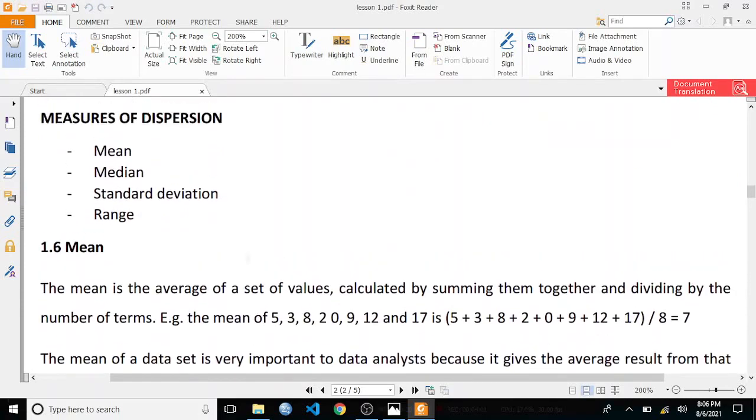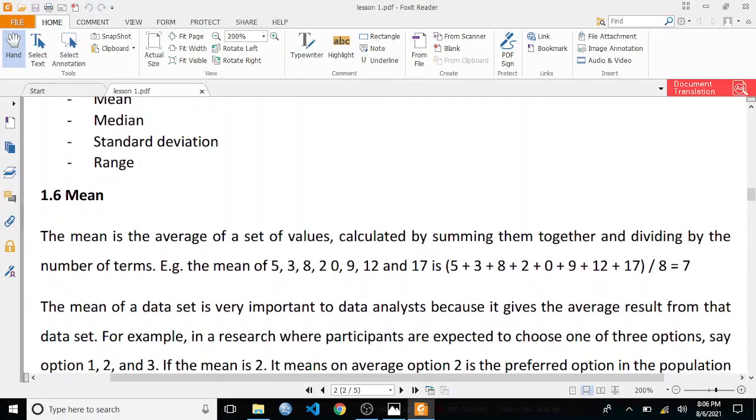Okay, let's write on to some measures of dispersion. So what is the mean? The mean is the average of a set of values. And it's calculated by summing the values together and dividing by the number of terms.